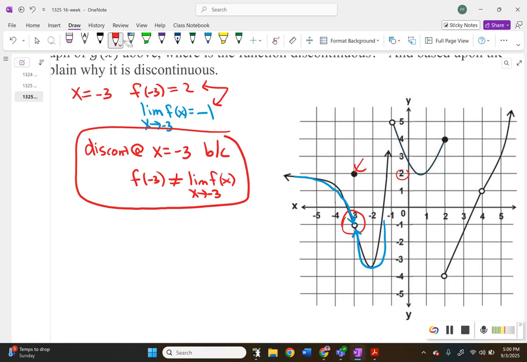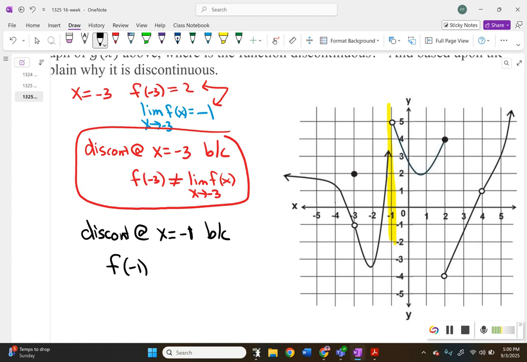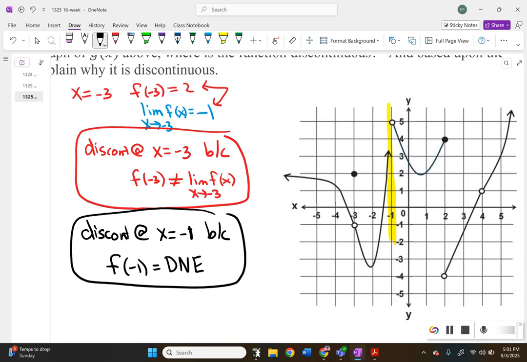The next place on this graph where it would be discontinuous, if I'm reading left to right, would happen at negative 1 here. I would discontinue my ride there. So I'm going to write that it is discontinuous at x equals negative 1 because, and the first thing I check is, does f of negative 1 exist? Is there a point when x is negative 1? And there's not. Looking up and down, there's no point anywhere. So we just stop right there. And that is the reason it is discontinuous there.